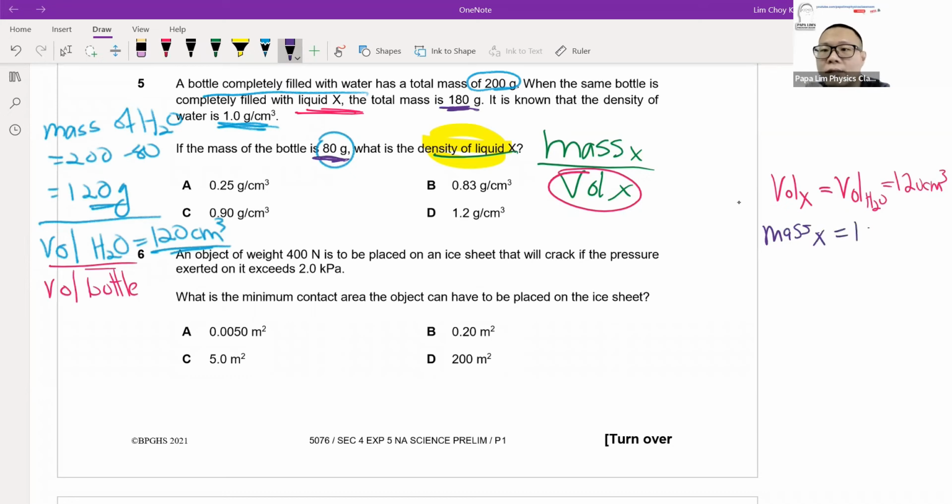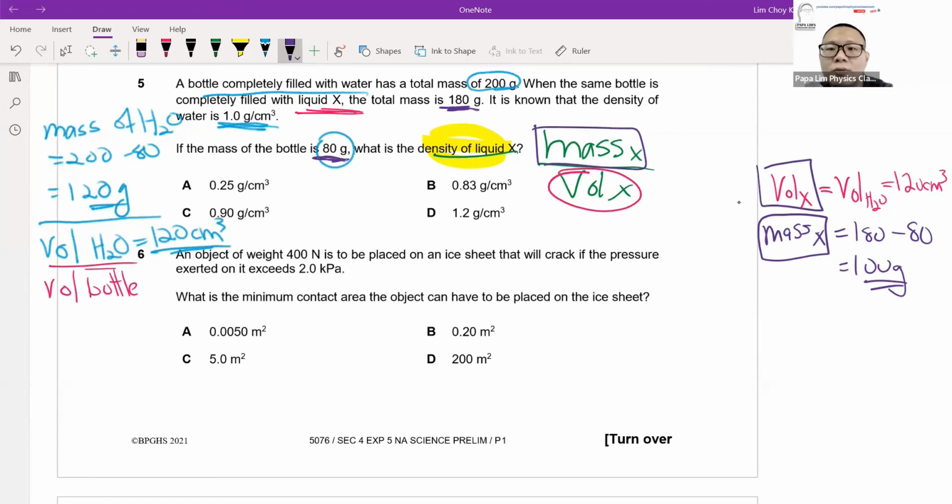Okay, it will be 180 minus 80 gram, which will give me 100 gram. So the mass of X is 100 gram. So actually I have all the values that I need. So what I will do is just a simple substitution. The volume, I will substitute into the denominator. X, I will substitute into the numerator. Okay, so it'll be 100 divided by 120. So if you look at the calculations, you will find that the answer will be B, 0.83.